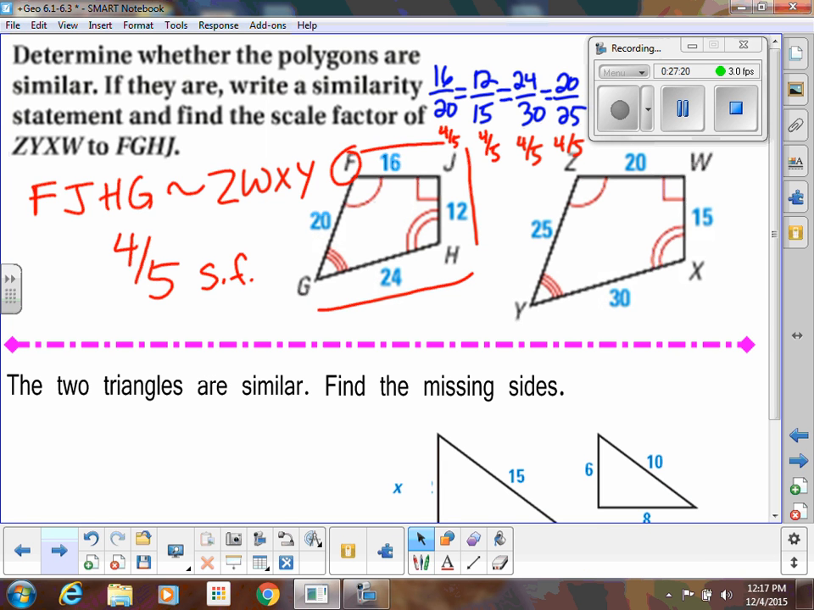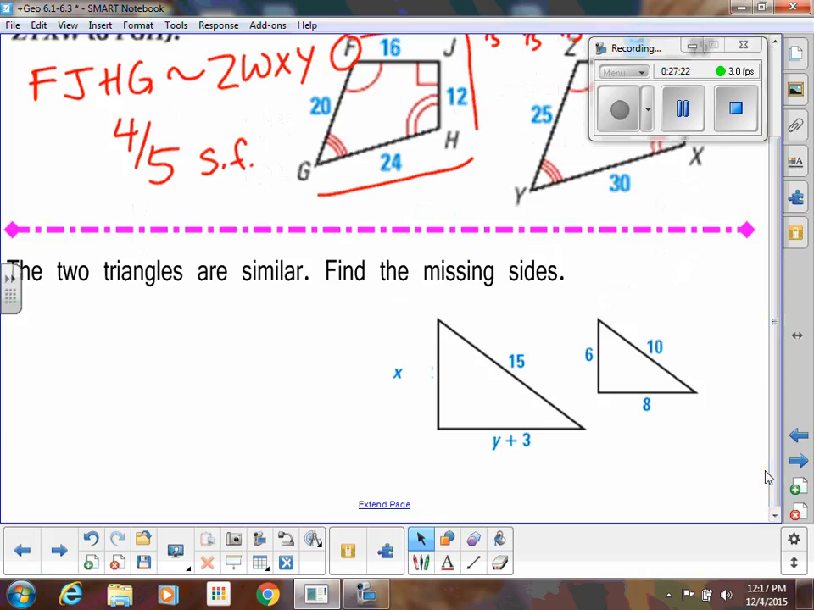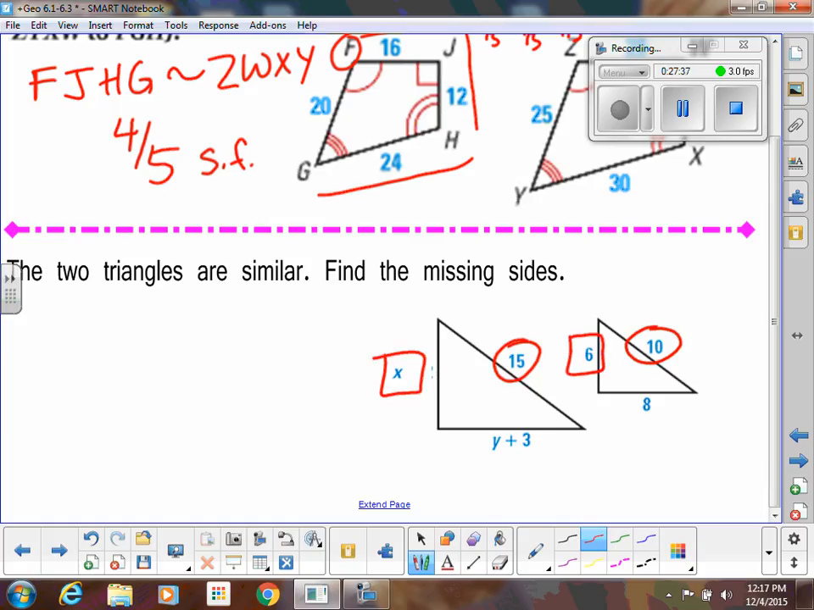Okay, moving on. The two triangles are similar, so we have to find the missing sides. Alrighty. So they told us now that these are similar. So what matches up with what? So 15 matches up with 10, and then X is going to match up with 6. So let's find X over 6 is equal to 15 over 10. So we got 10X is equal to, let's see, 60 plus 30 is 90. So I'm getting X is equal to 9. So that's one of our sides.